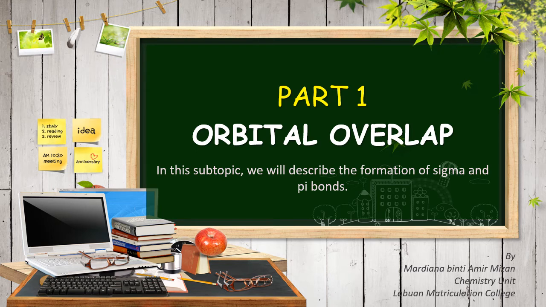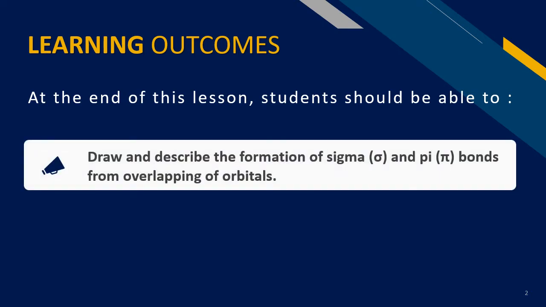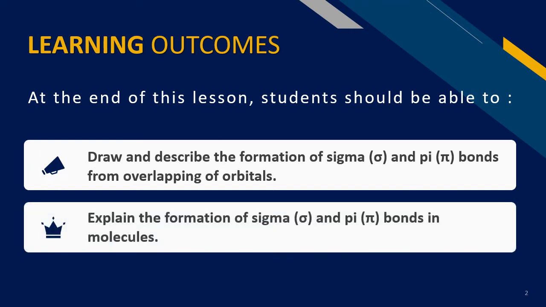Hi, for today's lesson, we are going to learn about orbital overlap. In this topic, we are going to describe the formation of sigma and pi bonds. At the end of this lesson, students should be able to draw and describe the formation of sigma and pi bonds from overlapping of orbitals, and then explain the formation of sigma and pi bonds in the molecules.